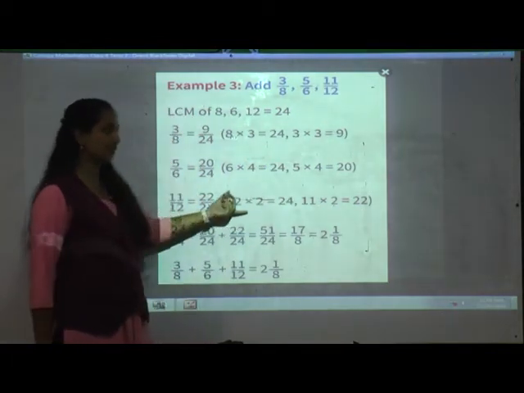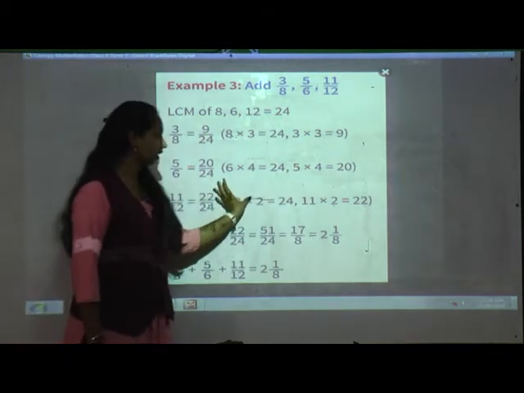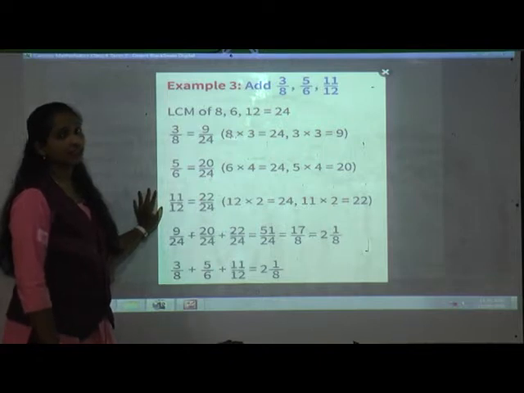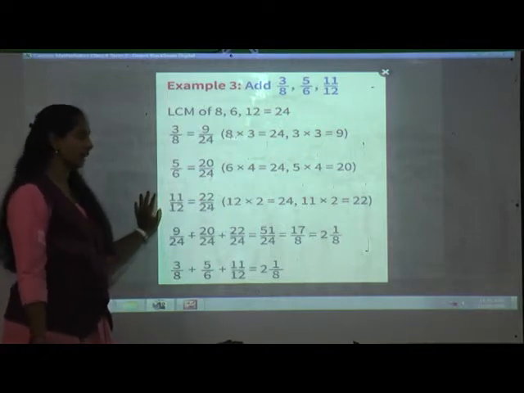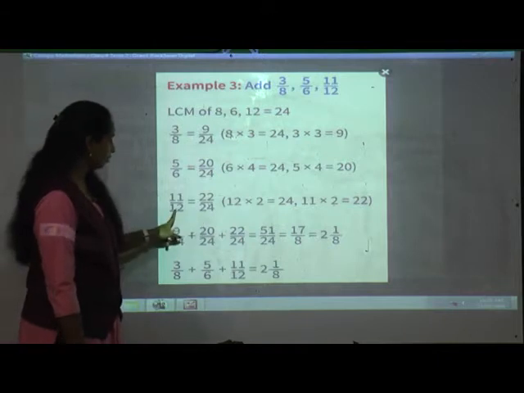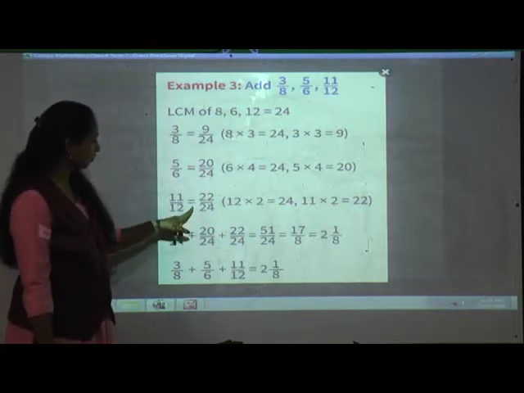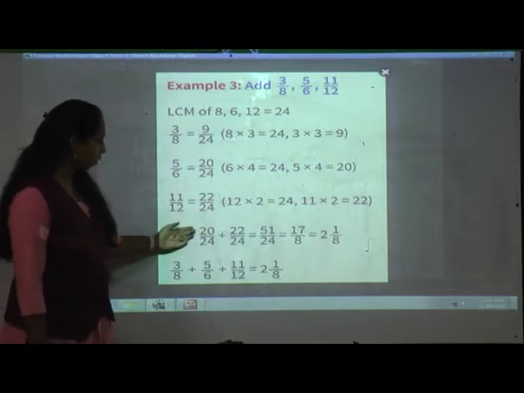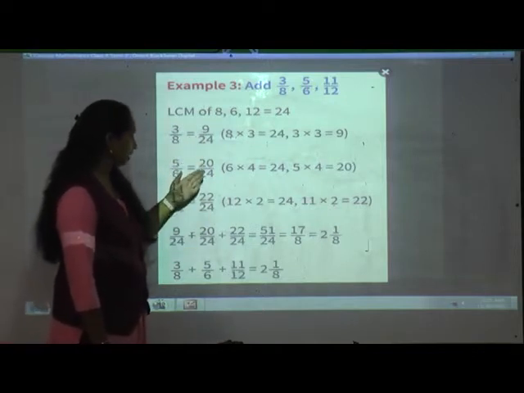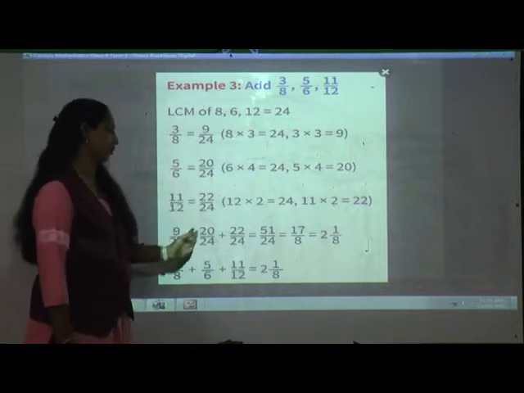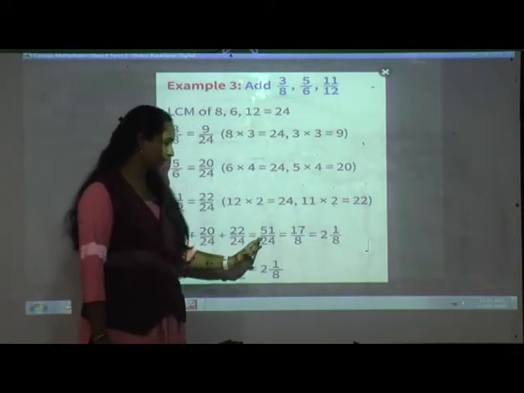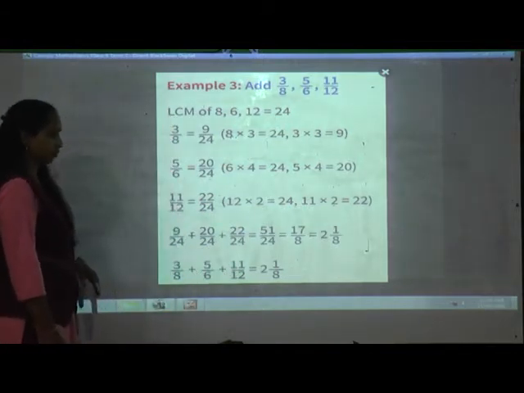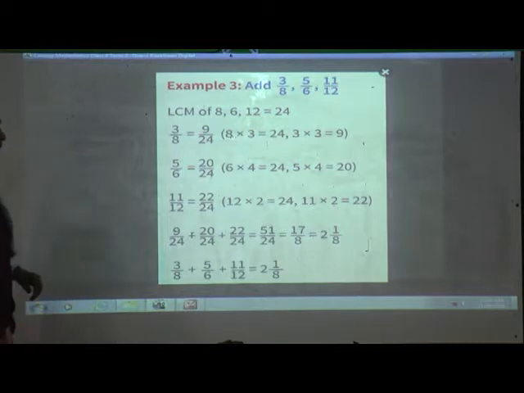You can write stepwise also, as we used to write in the last exercise when converting unlike fractions into like fractions. Now here 24, 12 is there. So 12 2s are 24, here also 11 2s are 22. Now add all together: 9 upon 24, 20 upon 24, 22 upon 24. When we add together we get 51 upon 24. So what do we have to do?